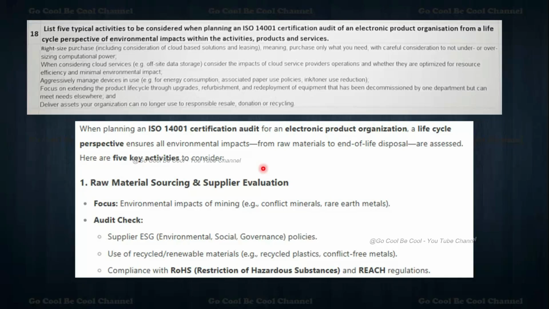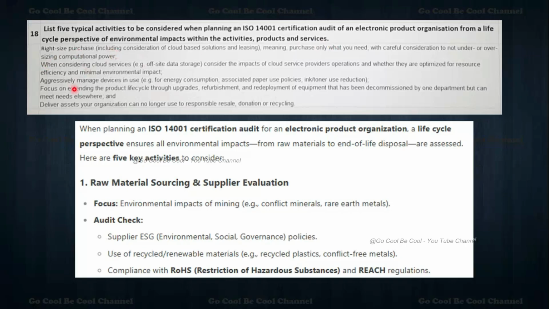Now moving to the 18th question. List 5 typical activities to be considered while planning an ISO 14001 certification audit of an electronic product organization. My dear friends, please understand, an electronic product audit is entirely different. From the life cycle perspective, environmental impacts lie within the activities of product and service. So what are they? Right-sized purchase.